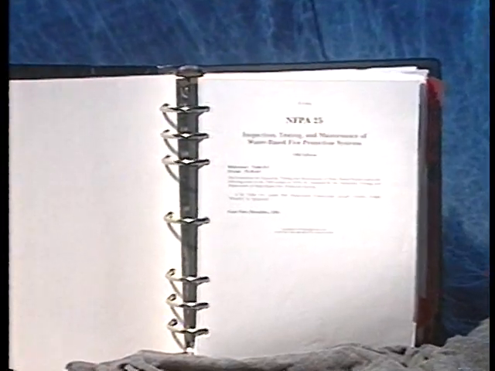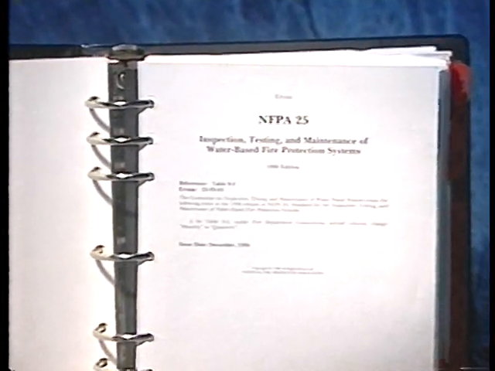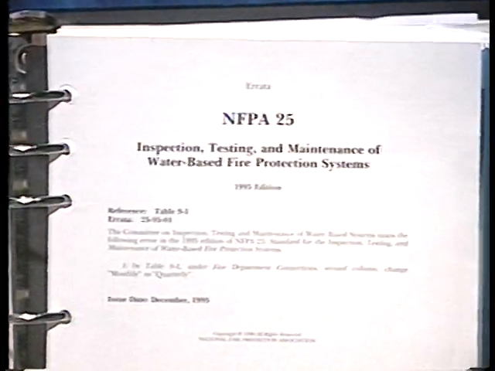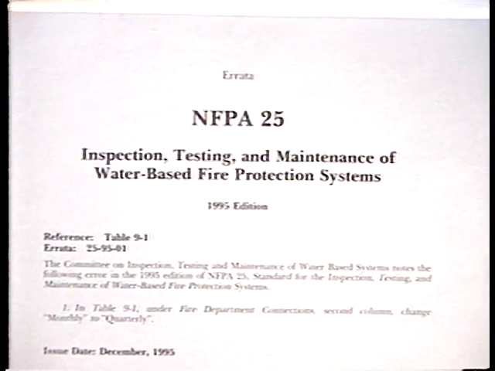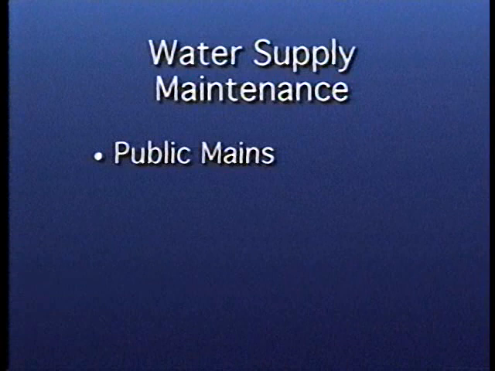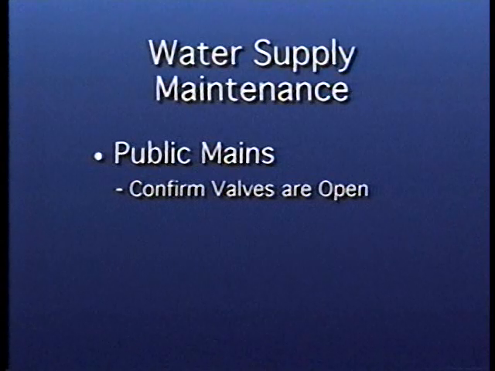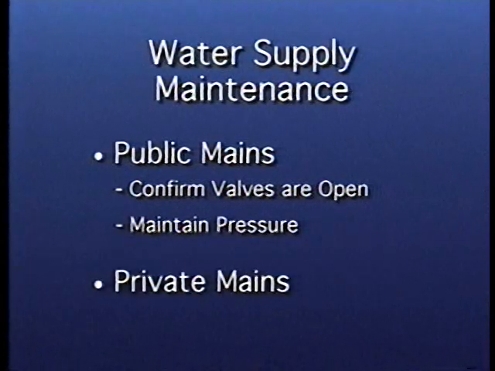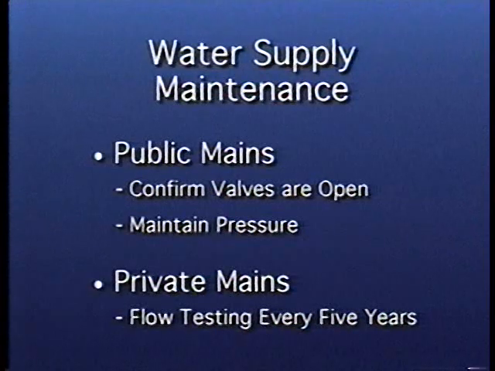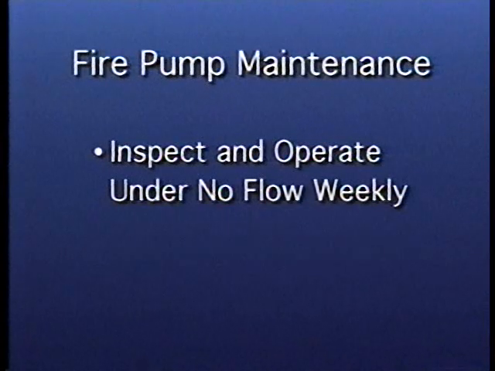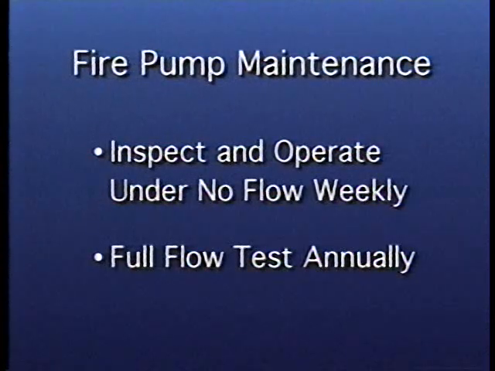In order for the water supply to be available when needed, it must be properly maintained. NFPA 25, the standard for the inspection, testing, and maintenance of water-based fire protection systems, describes the maintenance frequency required. Water supplies from public mains require little maintenance, other than to make sure that the water supply valves are open and the pressure is maintained. Private mains require flow testing at intervals of at least 5 years. Fire pumps must be inspected and operated under no flow at least once a week. They are also required to have a full flow test annually.